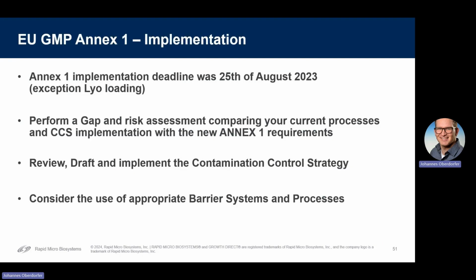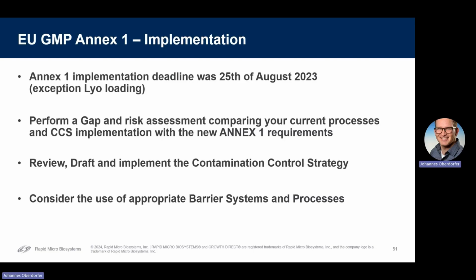Well, sadly, if you expected something that says you have to do X, Y, and Z, that's not going to come. For Annex 1, the implementation deadline was already last year in August, with the exception of the loading testing. This was until this year, 2024, August. So now you need to comply since last year already. I hope that everyone did already perform a gap and risk assessment comparing current processes and contamination control strategy implementations with the new Annex 1 requirements. If you did not, you should start immediately.